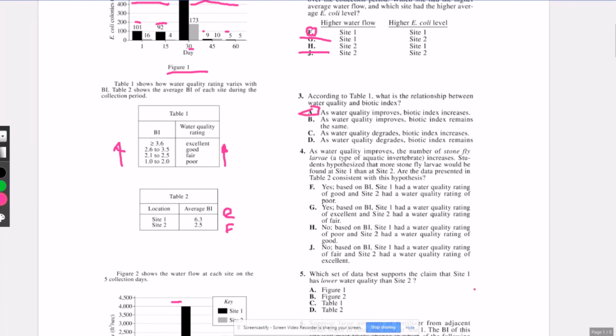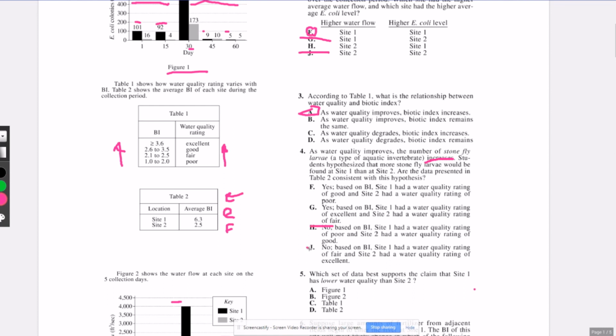Question 4 asks, as water quality improves, the number of stonefly larvae increase. Students hypothesized that more stonefly larvae would be found at site 1 than at site 2. Are the data presented in table 2 consistent with this hypothesis? So this is table 2. This is the only thing we want to consider. So don't worry about E. coli, don't worry about water flow, just this, right? So it looks like, yeah, site 1 has higher water quality, and it says right here that higher quality means higher larvae. So yeah, we agree with these students, but let's look at the options for yes.